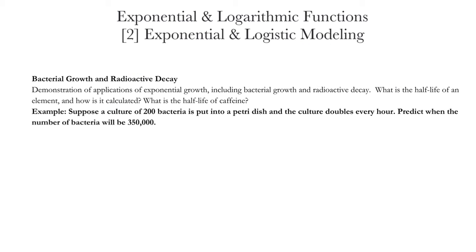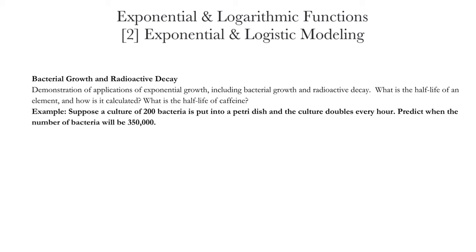Speaking of a growth model, let's talk about bacterial growth. We'll leave radioactive decay for another time. Suppose a culture of 200 bacteria is put into a petri dish, and the culture doubles every hour. 200 exactly. Predict when the number of bacteria will be 350,000.